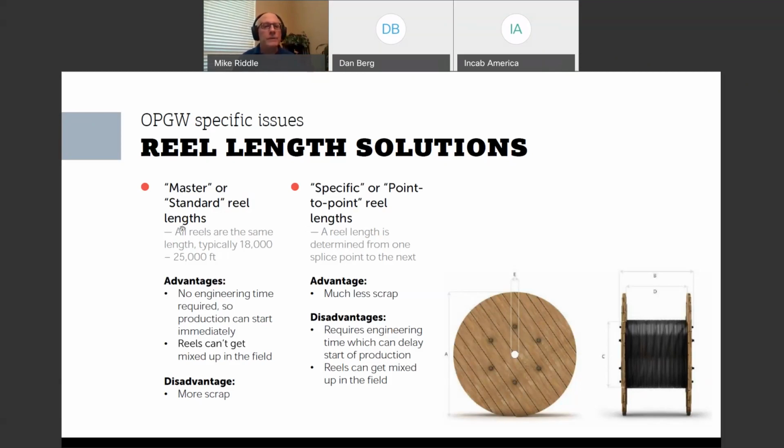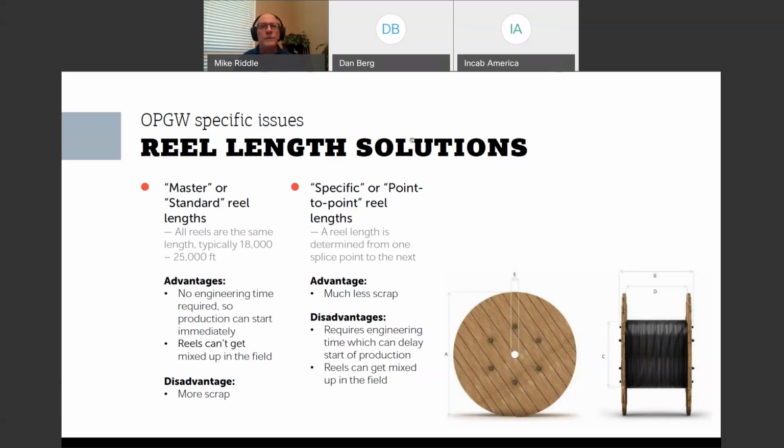There are advantages to this approach. No engineering time to do that. So production begins immediately. You also don't have the possibility of reels getting mixed up in the field. That's also good. But the big disadvantage is more scrap.